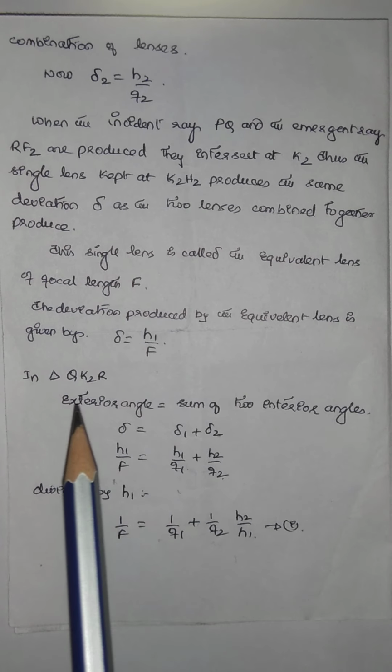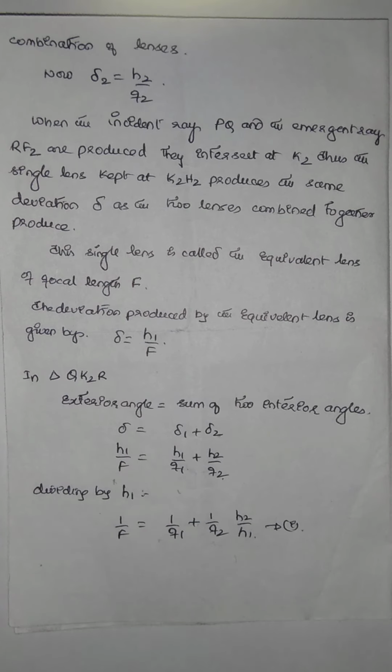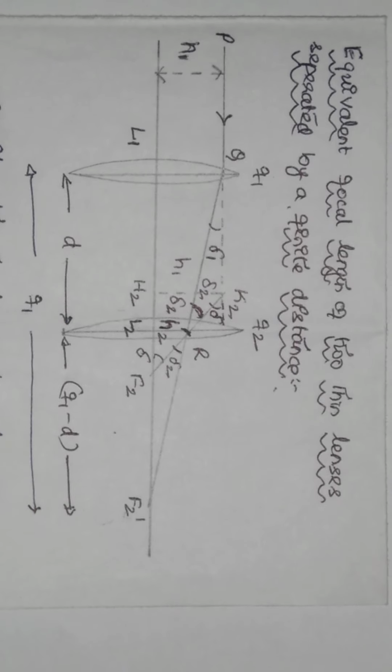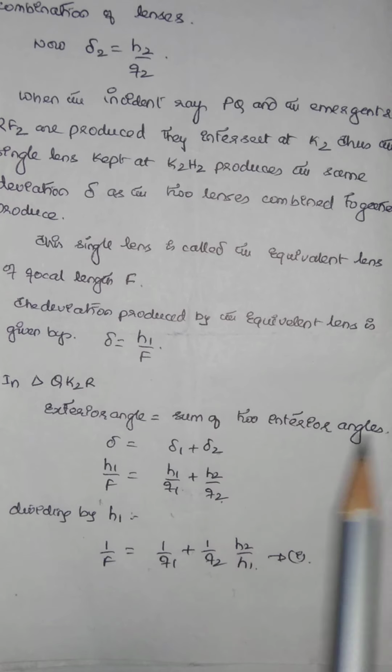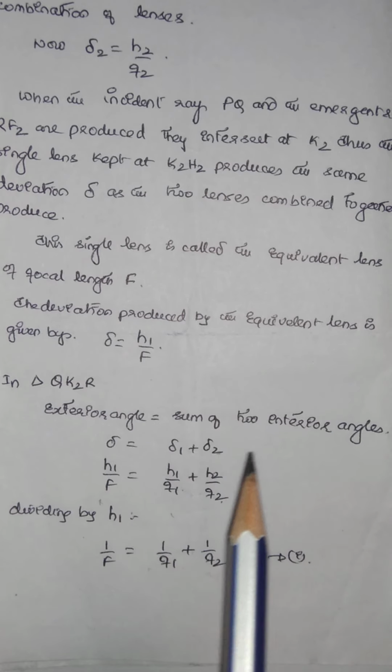Now let us refer back to the triangle QK2R. Now you are observing the triangle QK2R. In this triangle, this is the exterior angle delta, and these are the interior angles delta 1 and delta 2. Therefore, for the triangle QK2R, the exterior angle delta is the sum of the interior angles. That is, delta is equal to delta 1 plus delta 2. Therefore, the exterior angle is the sum of the interior angles. Delta is equal to delta 1 plus delta 2.